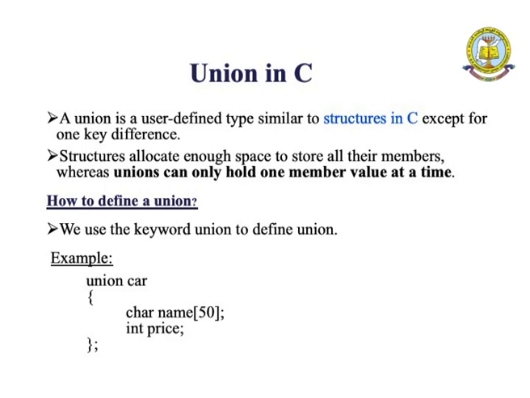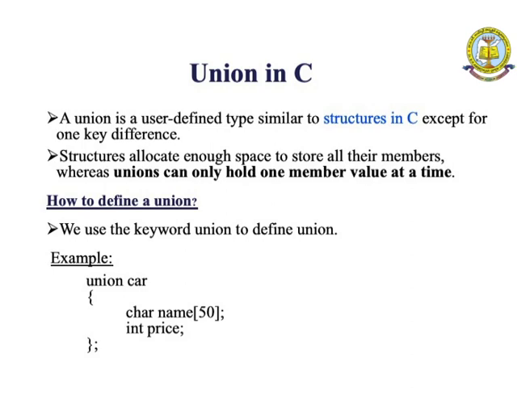The structures allocate enough space to all their members, whereas a union can hold only one member value at a time. So, how to define a union? A union is a collection of similar or different data elements under a single name. Unions are the same as structures, with the same definition except for the keyword difference, struct and union.